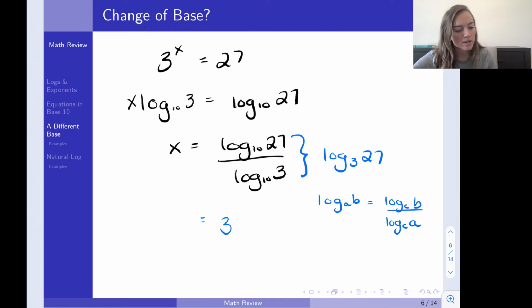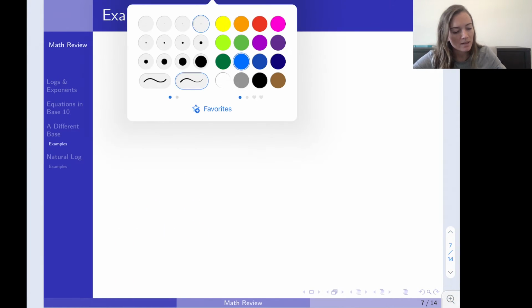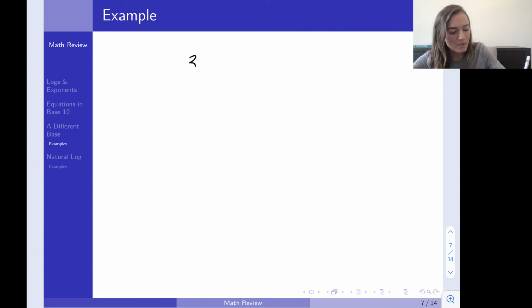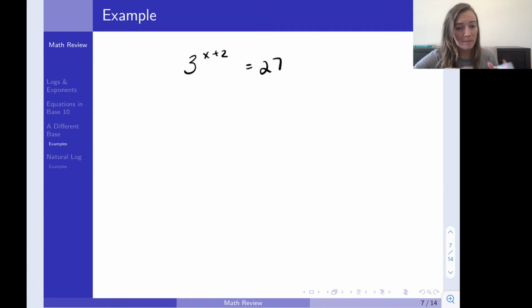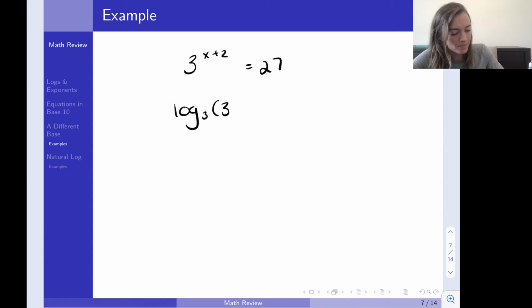All right, so now let's go on to a slightly more complicated example, but still simple. So now we have 3 to the x plus 2 is equal to 27. So now if we wanted to solve this for x, we would take the log of both sides again. So I'm going to take the log base 3 of both sides. That's just the way I prefer to do it with the same base here, so that to me my algebra is simpler. But you can do it with whatever base you want. If you're more comfortable doing it with base 10, you can do it that way and we'll get the same final answer. So we take log of both sides.